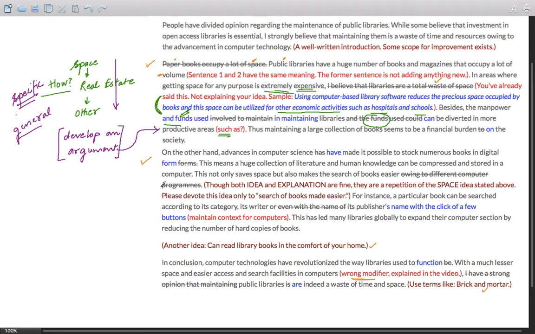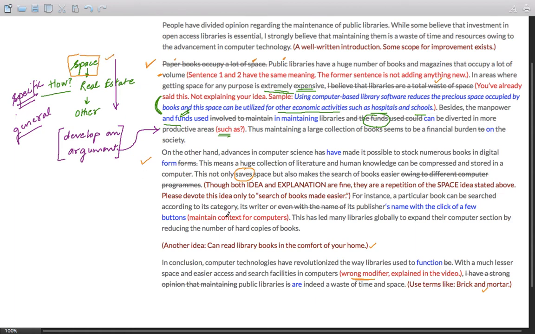The ideas are a bit repeated. You can see this not only saves space. Okay, so again, saving of space comes into picture. So one body paragraph should have one idea. Space is an idea which has been used in body paragraph 1. Do not repeat it in body paragraph 2.